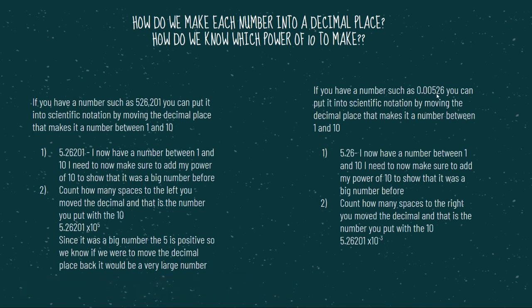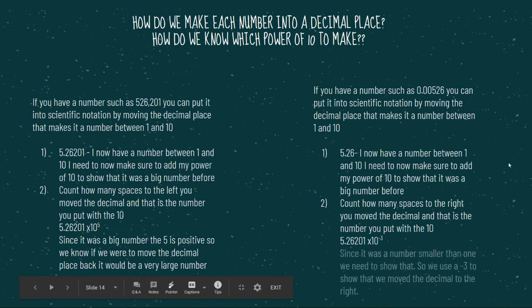If we were to put this back into standard, we would move it 3 spaces left. 1, 2, 3. So it'd be 0.00526. Okay, that's why we use the -3 here. So since the number was smaller, we need to show that it was smaller than 1. So we use the negative sign to show that.